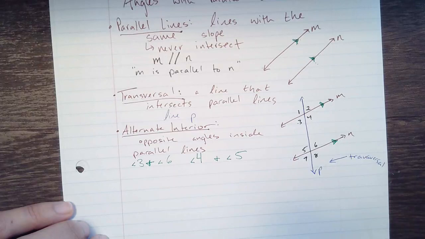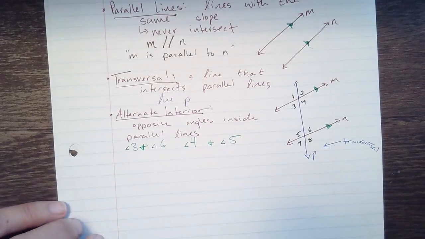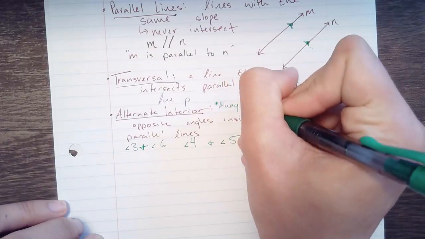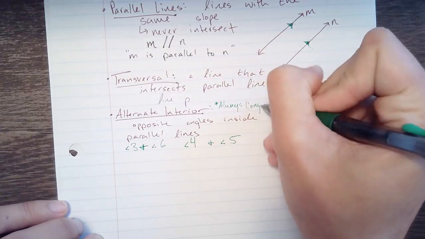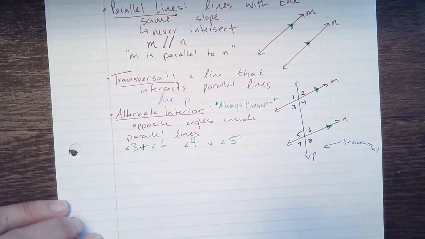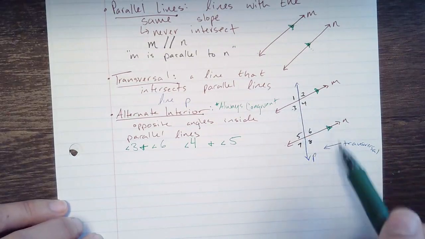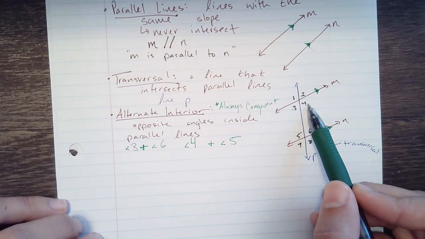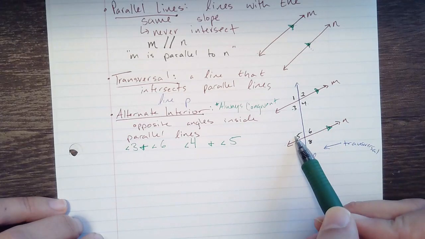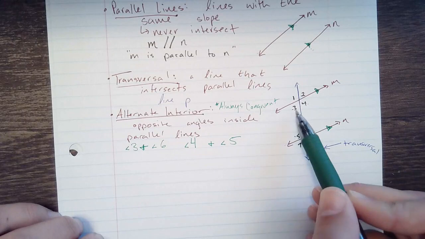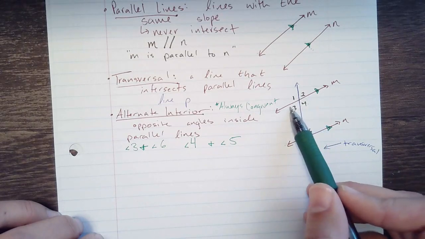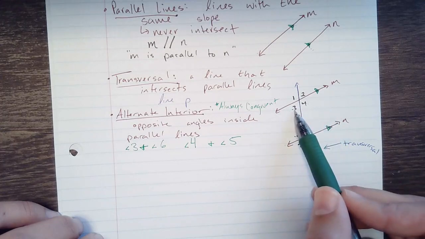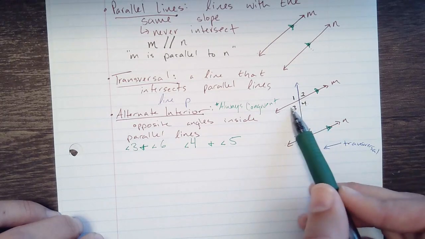Right, and something that we know about these is they are always congruent. So whatever angle 3 is, angle 6 is going to be the exact same thing. And whatever 4 is, angle 5 is going to be the exact same thing. Okay, and then if you look at 3 and 4, notice those are a linear pair, which is something that we've talked about the past couple weeks.